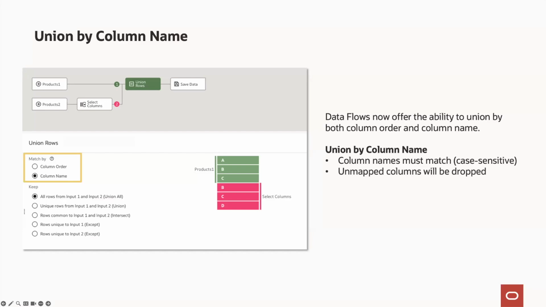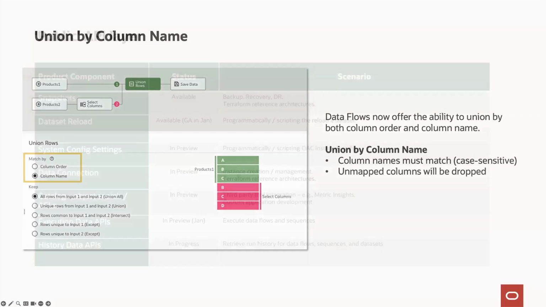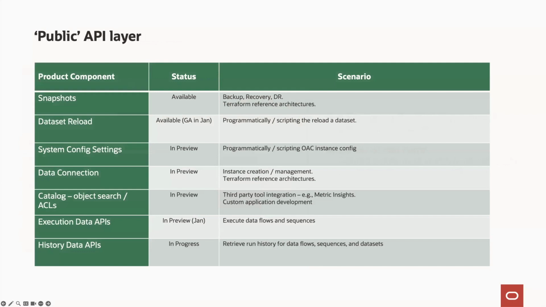So then moving on. This slide covers the public APIs that are being worked on or are currently available. There are quite a few, but I want to call out just a few particular ones. As I mentioned, we recently introduced with the January release the ability to execute data flows and sequences. These endpoints won't be documented until they're officially generally available, which we are targeting March for.